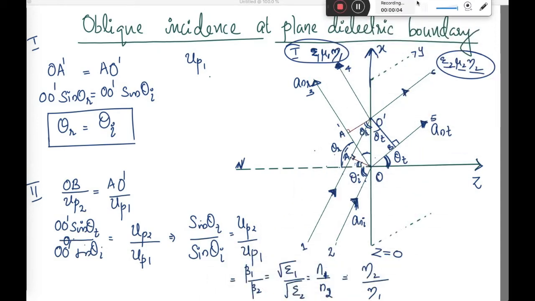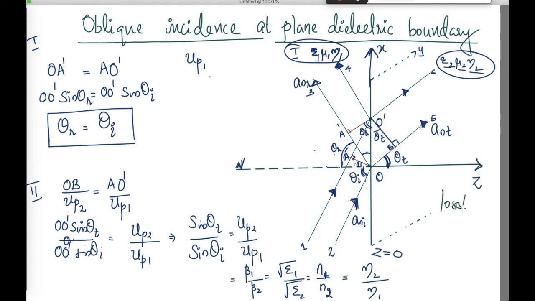Fine, now we will discuss the properties of oblique incidence of a plane electromagnetic wave at a plane dielectric boundary. When you say plane dielectric boundary, it means that you have two media. The first medium is a lossless dielectric, and so is the second. Both are lossless dielectric media. The first has parameters epsilon 1, mu 1 and eta 1, and the second has parameters epsilon 2, mu 2, eta 2, where epsilon is the permittivity, mu is the permeability and eta is the intrinsic impedance of the media.